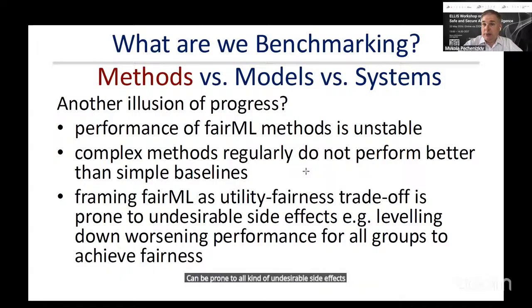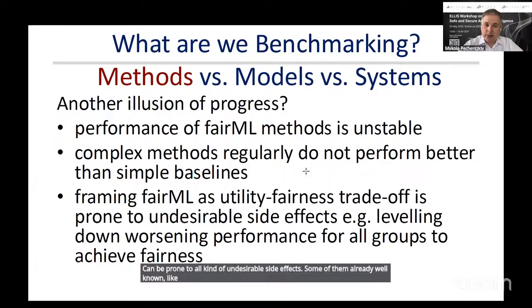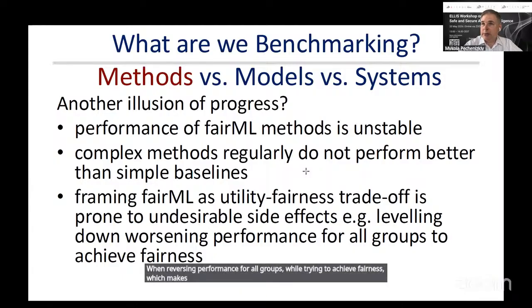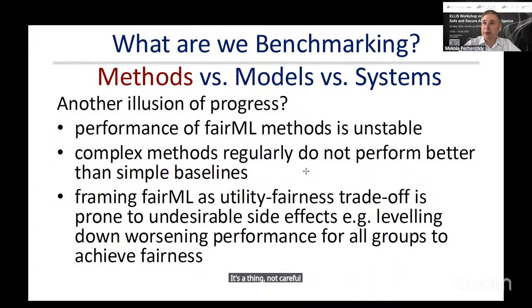Some of them are already well known, like for instance, leveling down, when we worsen performance for all groups while trying to achieve fairness, which makes no sense from a common sense, legal, or machine learning perspective, but is happening a lot if we are not careful enough about what exactly we define as an optimization goal.